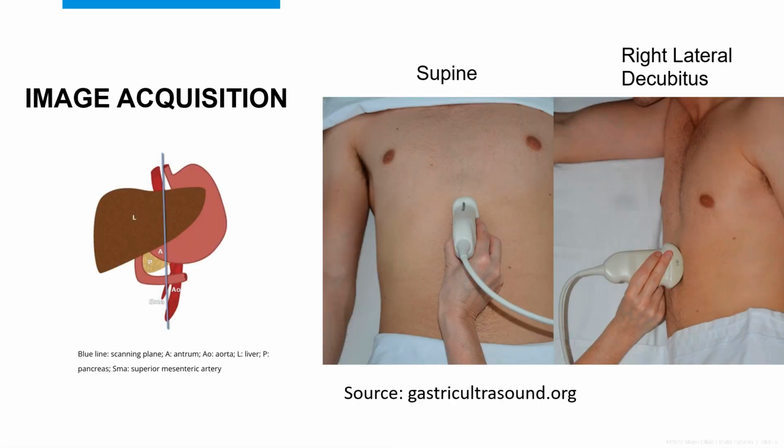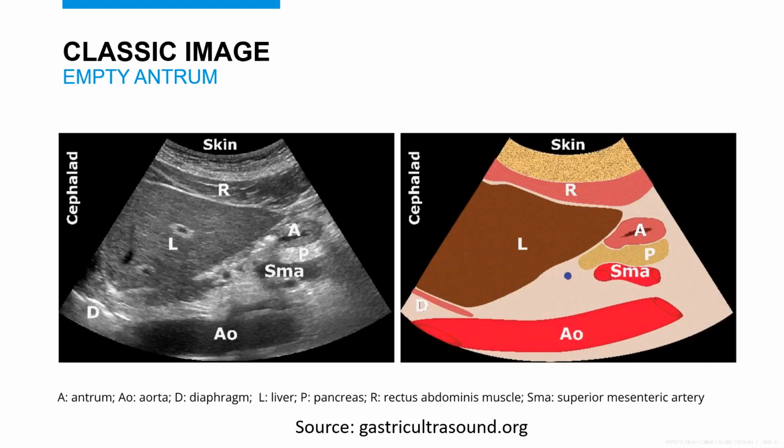To acquire the image, you find the xiphoid process with one hand and place the probe just distal to that. The probe should be oriented in the sagittal plane with the orientation marker pointed cephalad. For gastric ultrasound, we assess the gastric volume and contents in both supine and the right lateral decubitus positions. This is the image that you should see.